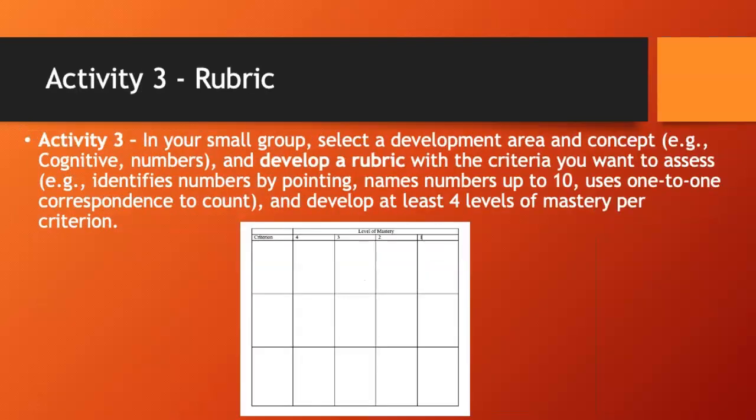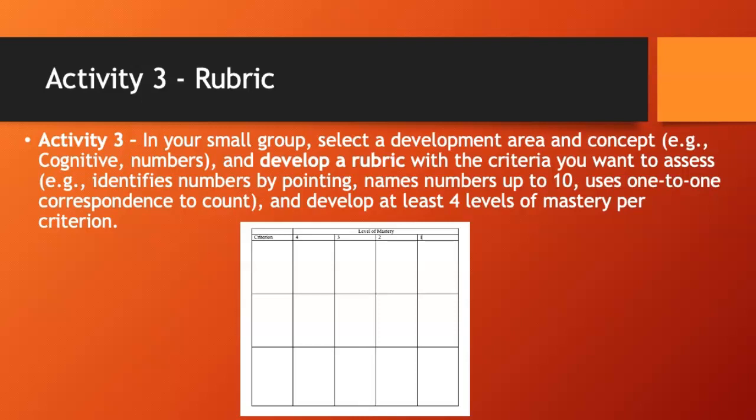So the activity 3 that we're going to do for rubrics is actually the activity that is going to be your discussion board activity for this week. So I have randomly assigned you to a small group, and within that small group you are asked to select an area of development and a concept. So for example, you can select the area of development of cognitive development, you can select the concept of number. And then once you have identified your area of development and your concept that you want to work with, then develop a rubric with the criteria that you want to assess.